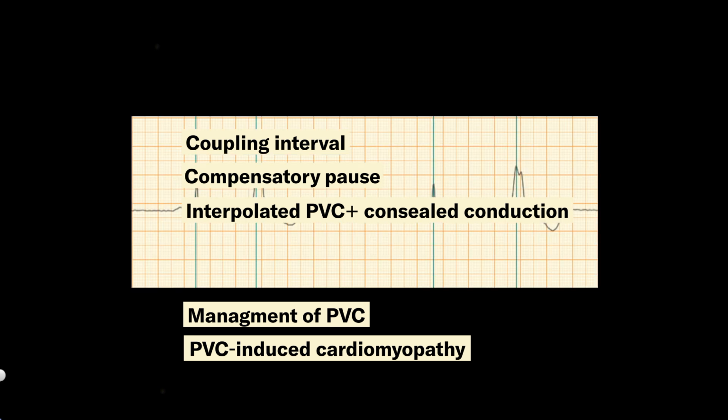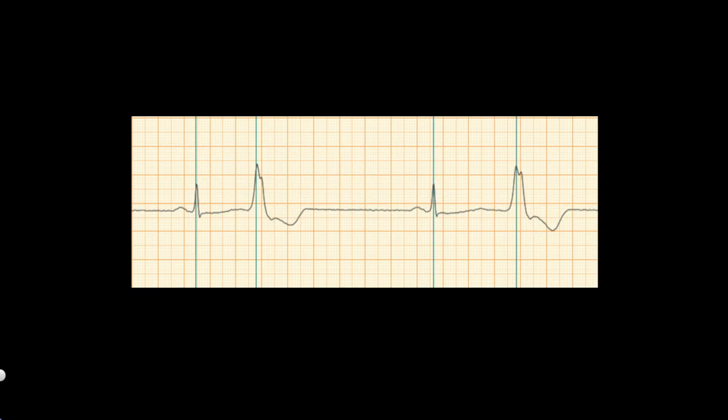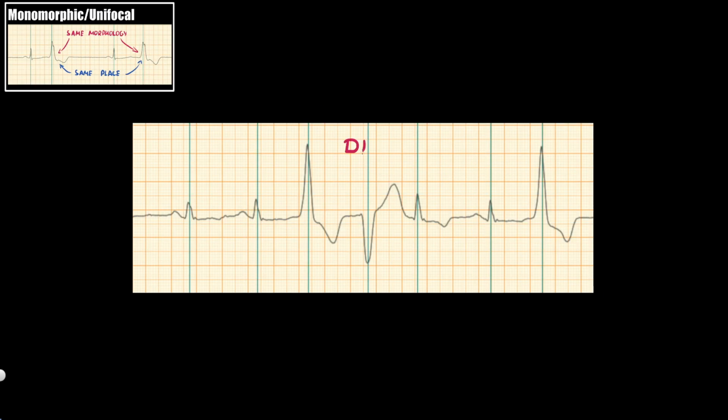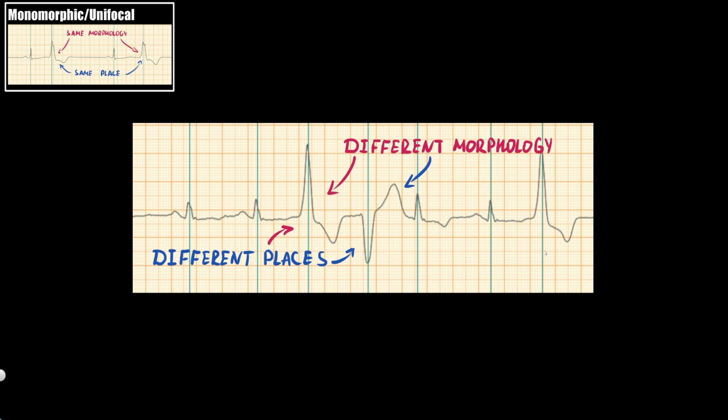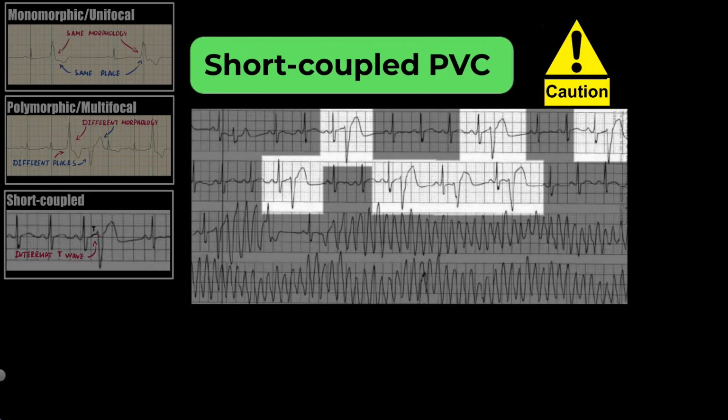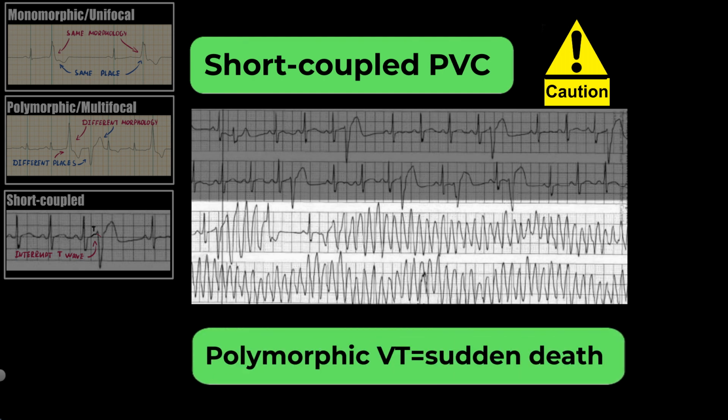Now let's describe the type of PVC and PVC terminology. If PVCs have the same morphology, it means it has the same site of origin, thus they are called monomorphic or unifocal. Different morphology suggests a different site of origin. This PVC is called polymorphic or multifocal. When PVC interrupts the T wave of previous sinus impulse, it is called short-coupled. It should be noted that short-coupled PVC can act as a trigger for polymorphic ventricular tachycardia that in turn can be fatal.